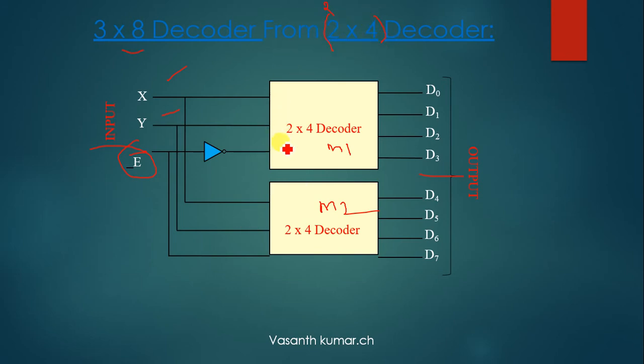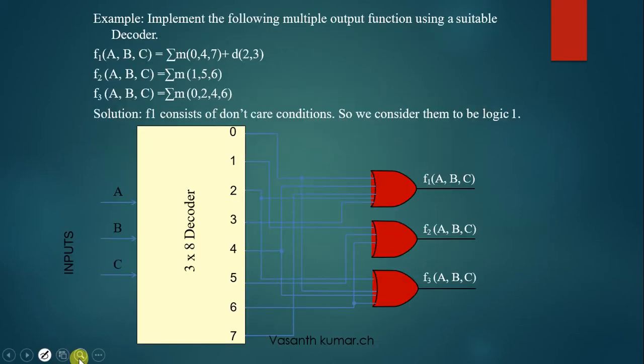It's a combinational logic only. Basically we take common inputs and then segregate the outputs. M1 stands for lower order bits, M2 stands for higher order bits. That's it, it's a very simple circuit. Let's take an example.